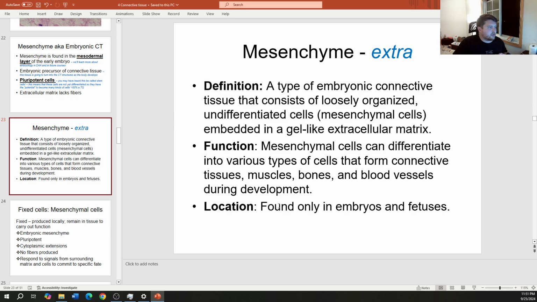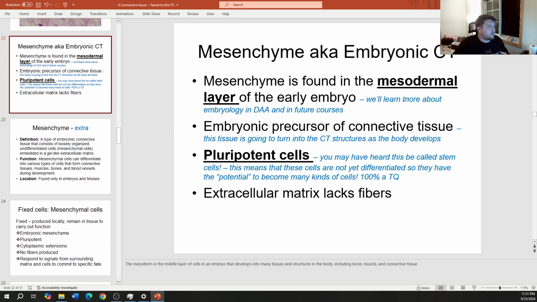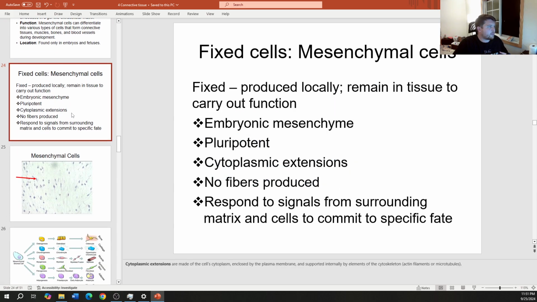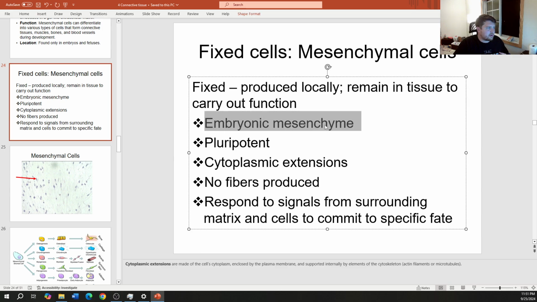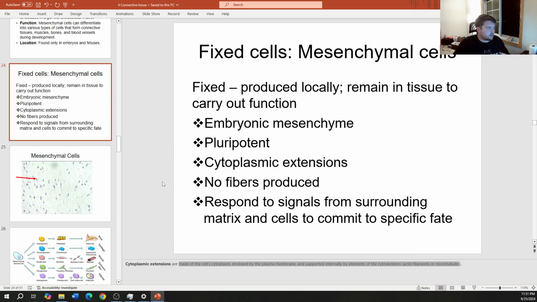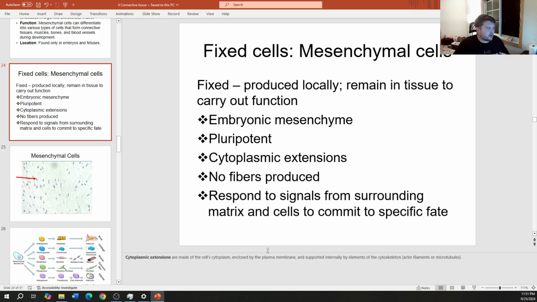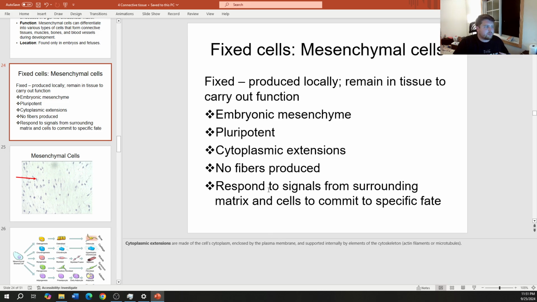Again, just definition, function, location. The mesenchymal cells differentiate into all the different cells. Remember that mesodermal layer. Within the mesenchymal cell, we have their mesenchymal cells are fixed, produce likely remaining tissue, carry their function. Embryonic mesenchyme, they're pluripotent, cytoplasmic. They have what are called cytoplasmic extensions, which I have definition right down there at the bottom. No fibers are produced, and it responds to signals from surrounding matrix and cells to commit to a specific fate.